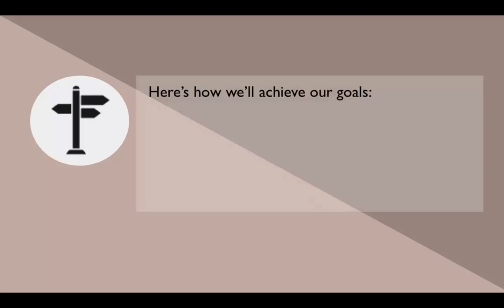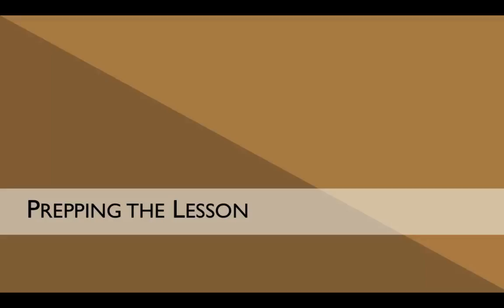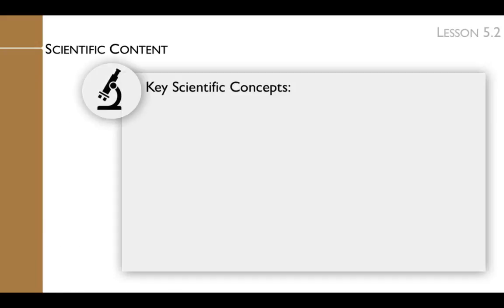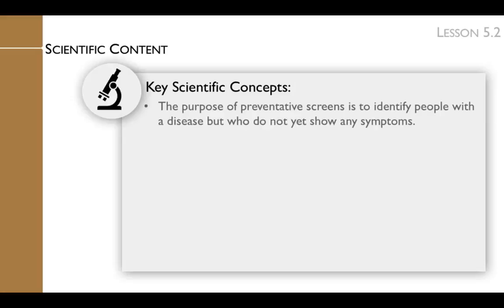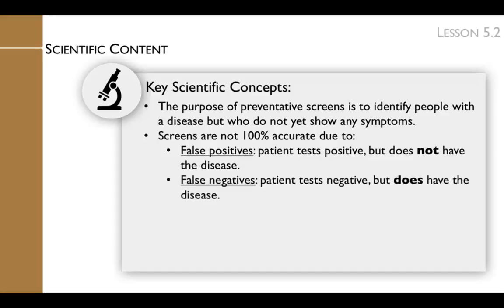We will achieve these goals by engaging in a Socratic discussion and a group activity in which students evaluate hypothetical cancer screens. To prepare for this lesson, you'll need to review the following key scientific concepts that will be presented throughout the lesson. The purpose of preventative screens is to identify people with the disease but who do not yet show any symptoms. Screens are not 100% accurate due to false positives, which is when a patient tests positive but does not have the disease, and false negatives, which is when a patient tests negative but does have the disease.